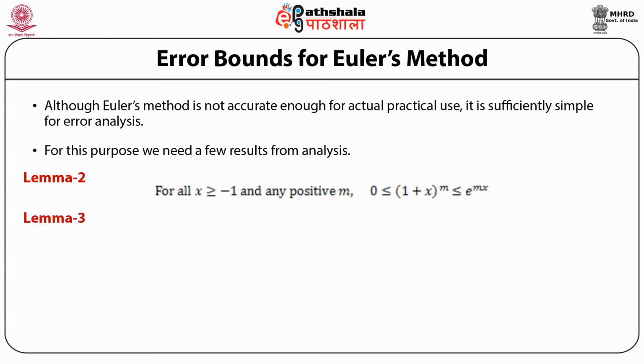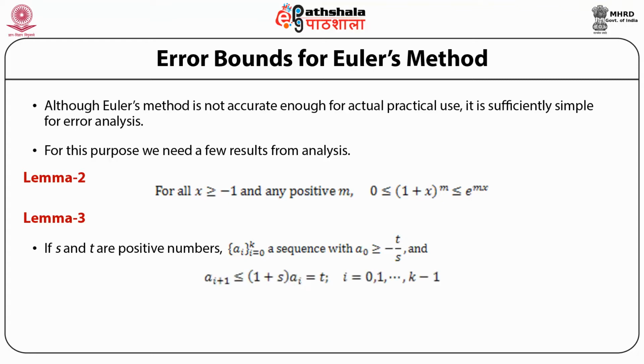Lemma 3: if s and t are positive numbers, and the sequence a_i, with i varying from 0 to k, satisfies a_0 greater than or equal to minus t by s, and a_(i+1) is less than or equal to (1 plus s) times a_i plus t, where i varies from 0 to k minus 1, then we can write a_(i+1) is less than or equal to e to the power (i+1)s times (a_0 plus t by s) minus t by s.